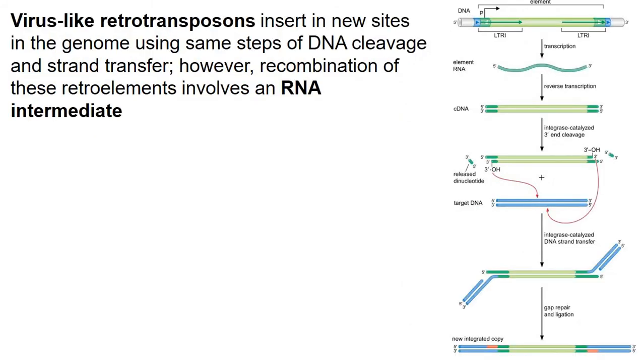Now let's talk about the retrotransposons. There are 2 classes of retrotransposons: virus-like retrotransposons and non-viral retrotransposons. These virus-like retrotransposons have a bit different mechanism, because these are retrotransposons. So they first make an RNA molecule from the DNA molecule.